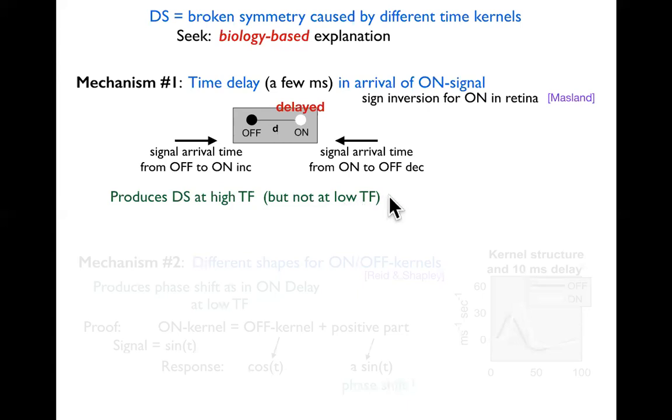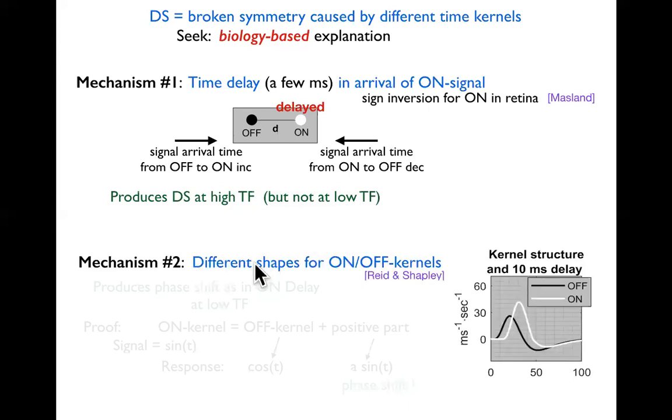And the cat, for example, seems to prefer 2 hertz over 10 hertz. But monkey prefers 10 hertz. But monkey also has DS at low temporal frequencies. So to do that, we went to another feature, which is found in the data of Reid and Shapley from the early 2000s. What they found is that the off kernels almost always look very similar, but the on kernels are sometimes like the off, sometimes a little bit taller. So I've drawn in both the delay and the taller on kernel. The positive lobe rather is taller, okay?